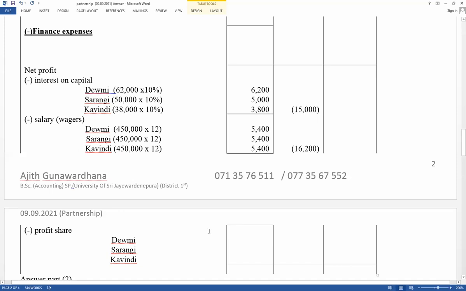Therefore, profit should be distributed among the partners fairly by considering the contribution that each partner has given to generate profit. That is the reason. Right?